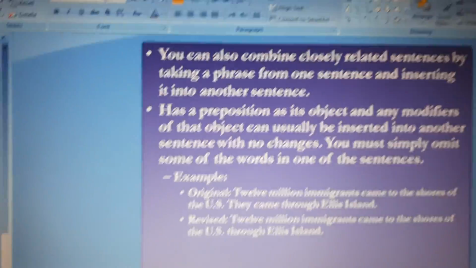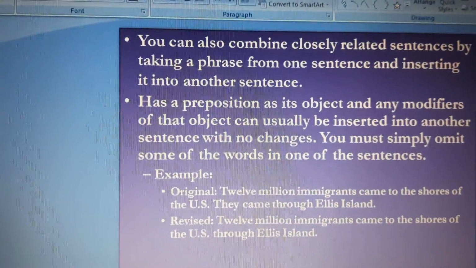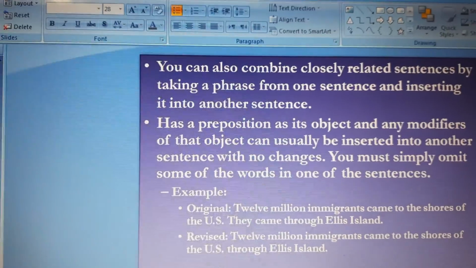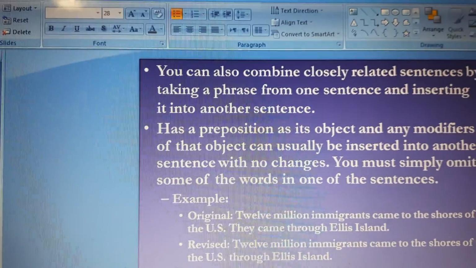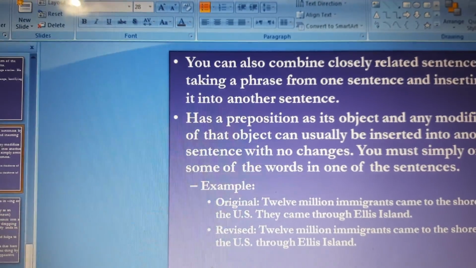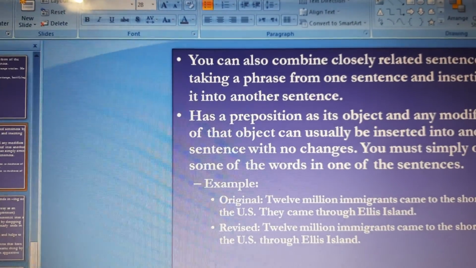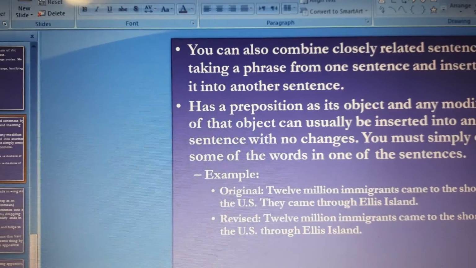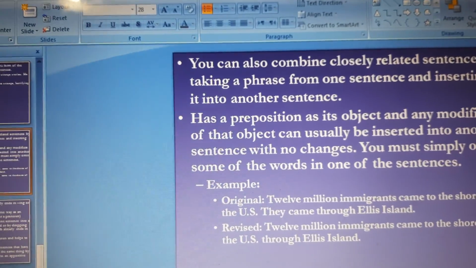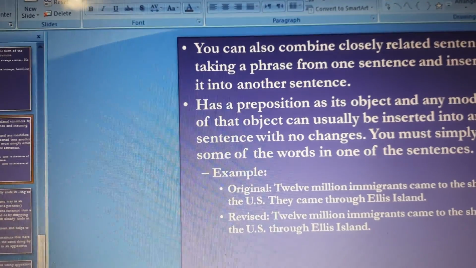Here you can also combine closely related sentences by taking a phrase from one sentence and inserting it into another sentence. If the phrase has a preposition as its object, any modifiers of that object can usually be inserted into another sentence with no changes. You must simply omit some of the words in one of the sentences.